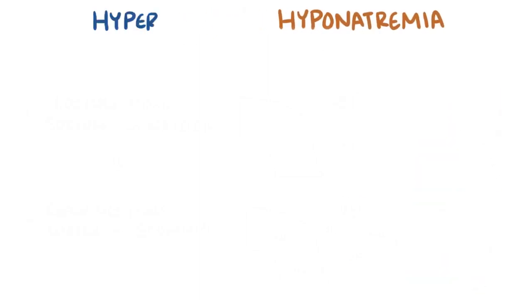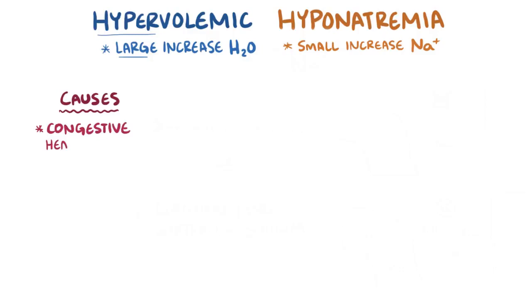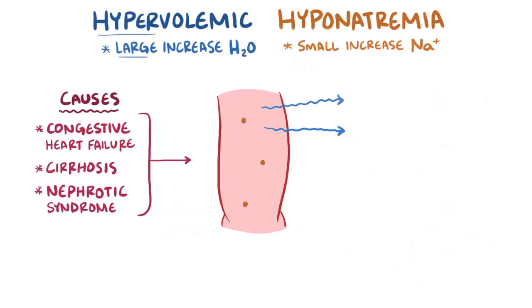The first is hypervolemic hyponatremia, where there's a huge increase in total body water, and only a small increase in total body sodium. So in this case, you're gaining more water than you are sodium. Typically, this is seen in conditions like congestive heart failure, cirrhosis, or nephrotic syndrome, where a ton of fluid leaks out of the blood vessels and into the interstitial space, and this causes edema, especially in the ankles.